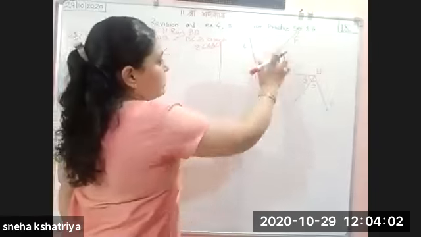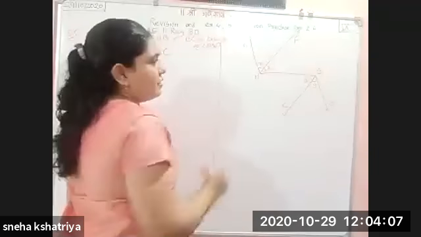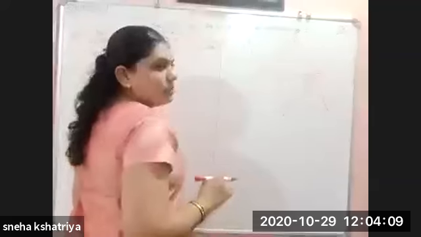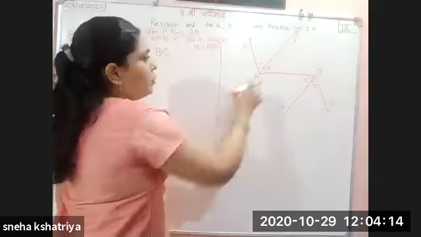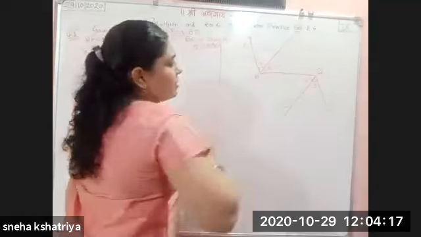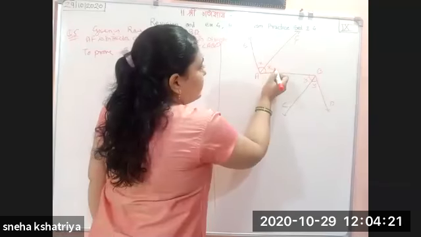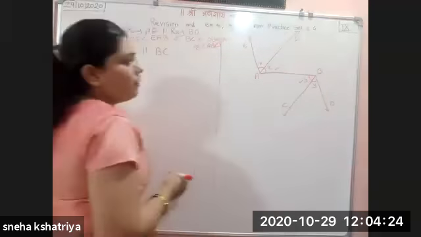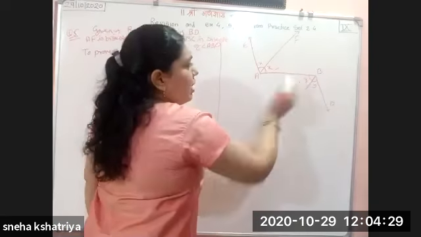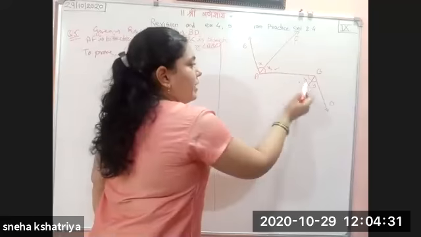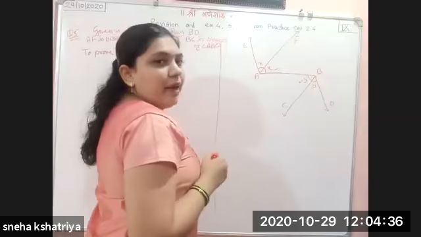Now we know what an angle bisector is. An angle bisector divides the angle into equal parts. If this value is X, this value is also X. If this value is Y, this value is also Y. And what we have to prove is that AF is parallel to BC. If we prove that these two angles, X and Y, form an alternate angle pair and are congruent, then these two lines will become parallel.